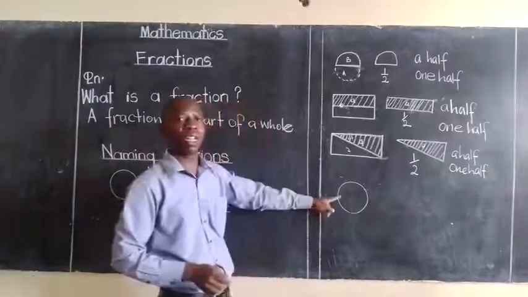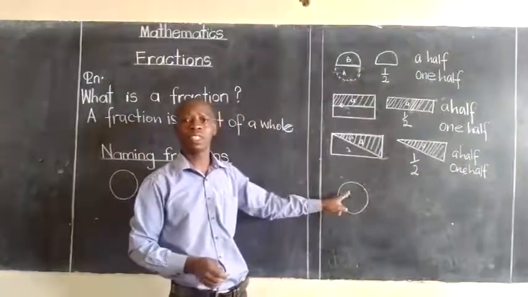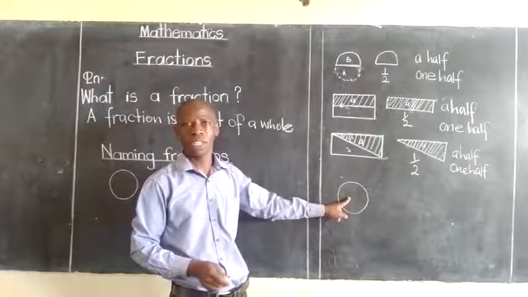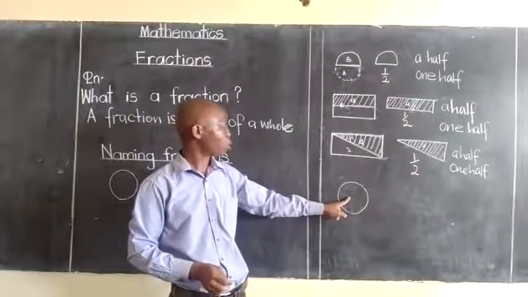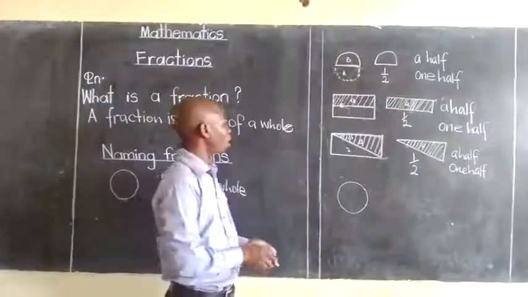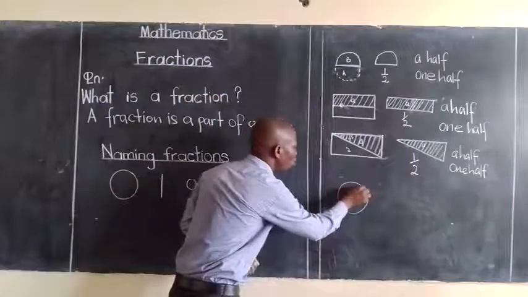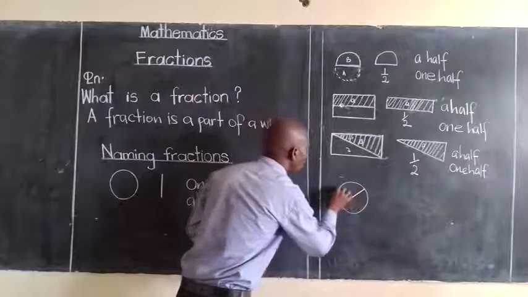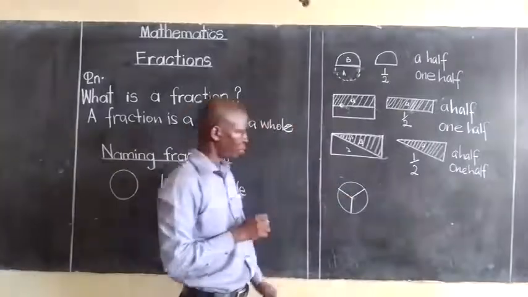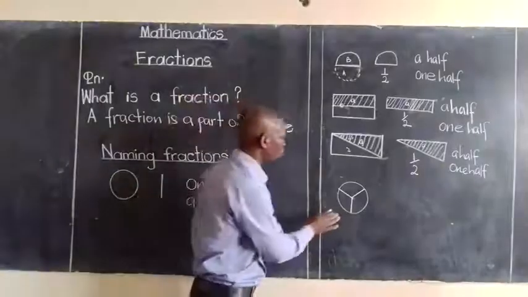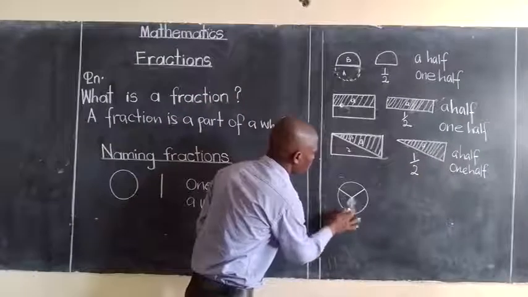We said, how do we call that one? That one is a whole. Or what you mean tekiramba in Uganda. So it's a whole. Now we are going to cut it into 3 pieces. 3 pieces. And these pieces should be equal.